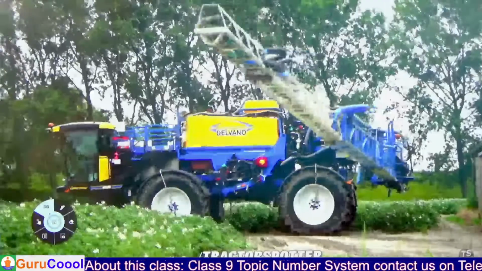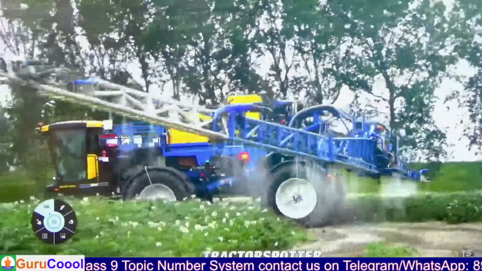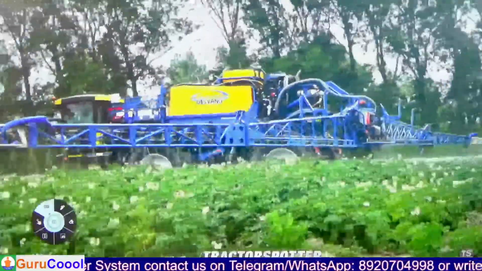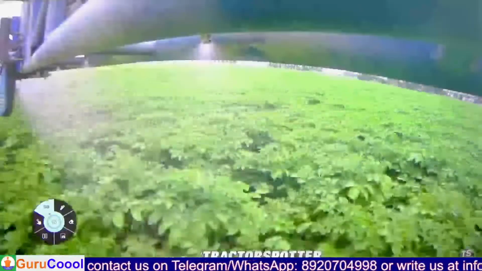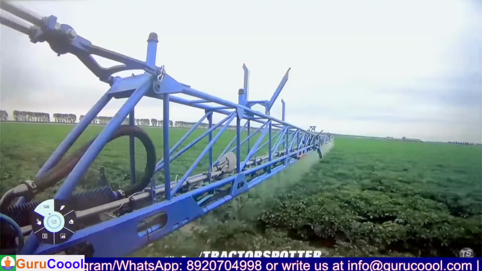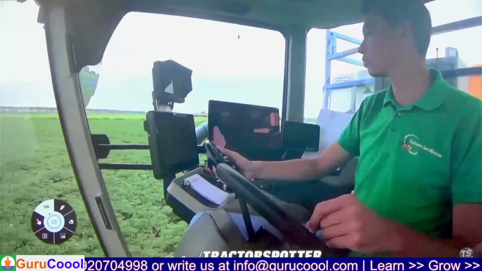Spraying started. See. So these are the farming tools. How important is the protection of crops? You can notice, you can understand by this process. Yes, sir, that's so important.